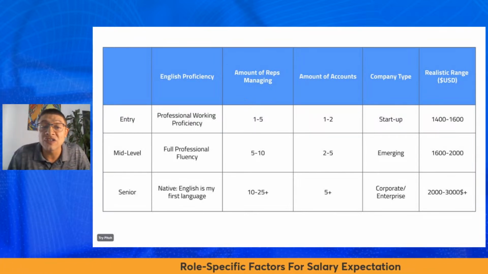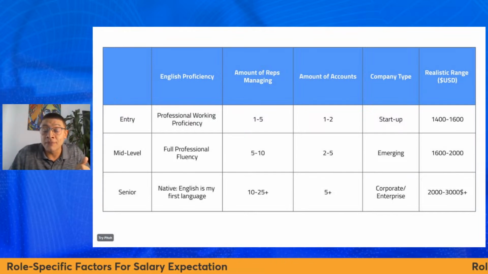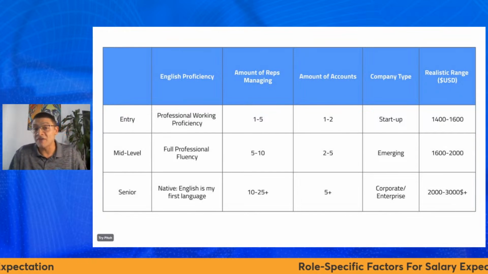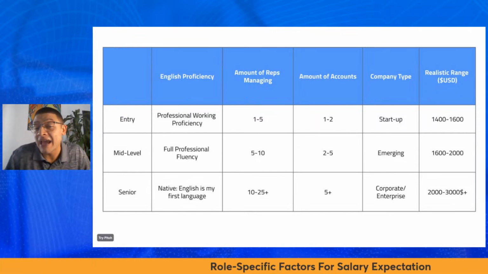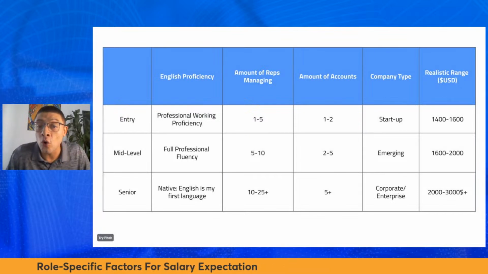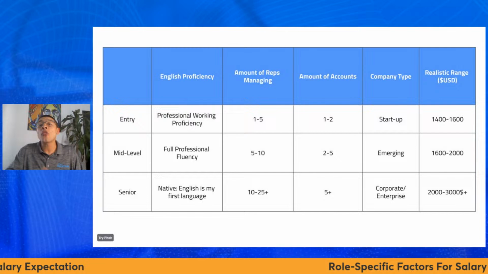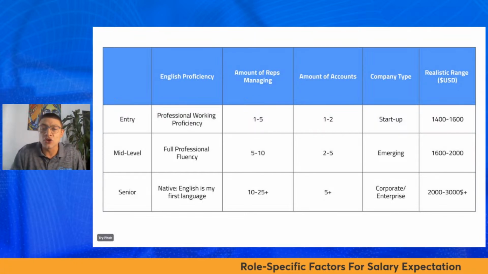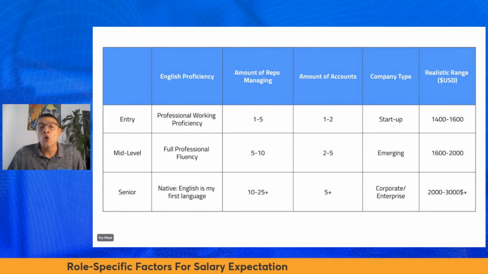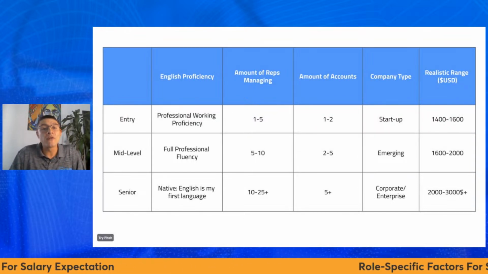Then finally, for senior sales managers, native English, the amount of reps that they've been managing are anywhere from 10 to 25 reps. The amount of accounts can differ. Maybe they're 5 or more, right? They're going after corporate or enterprise. And I would say actually from 2,000 all the way up to 5,000, right? So that's a little typo on my end. So 2,000 to 5,000 would be a more realistic range, right? So moving forward.